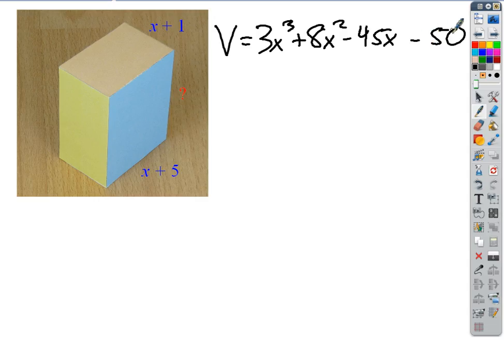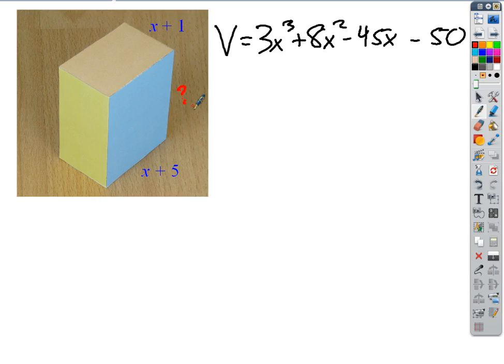Okay, what about that? There's the volume function. We're told that we've got this rectangular prism, and here are the dimensions. We know that the length of this thing is x plus 5, the width is x plus 1, and the height is unknown. We want to find the missing dimension. So how do I calculate the volume of a rectangular prism?